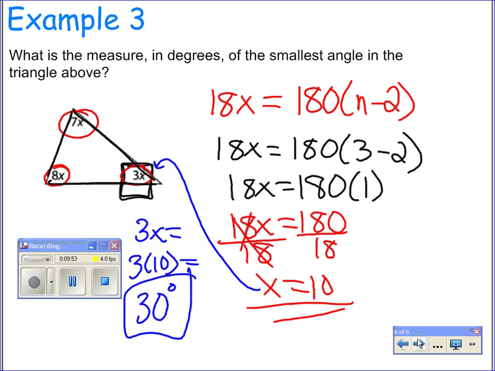So this ends lesson 4 in the measurement category, and that is the end of the measurement category.